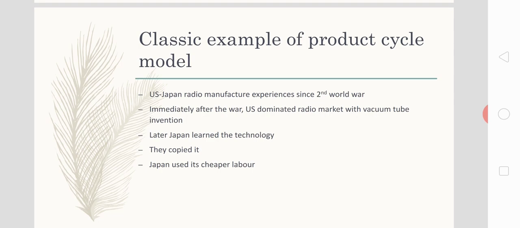So the United States is the innovating country, and Japan is the importing country. Later on, Japan learned the technology, and they massively started producing that commodity with the help of their relatively cheaper labor, and they exported radios back to the United States. This is a shift in comparative advantage over radio from the United States, the innovating country, to the imitating country, the importing country, that is Japan. So this is an example of the product cycle model.